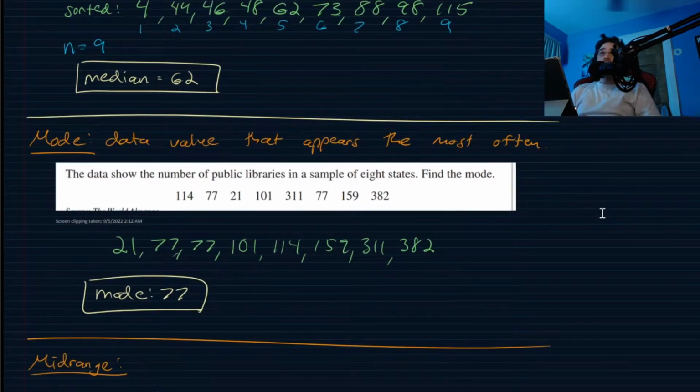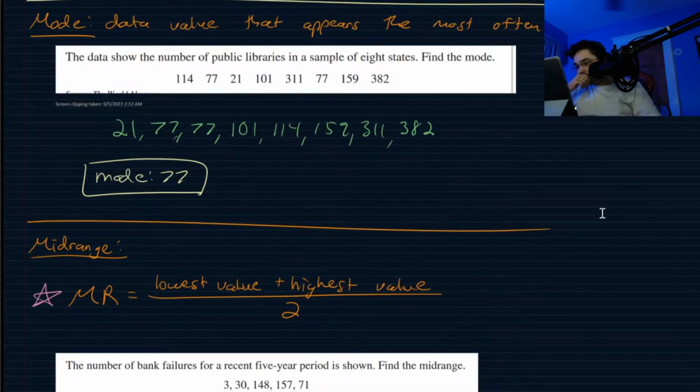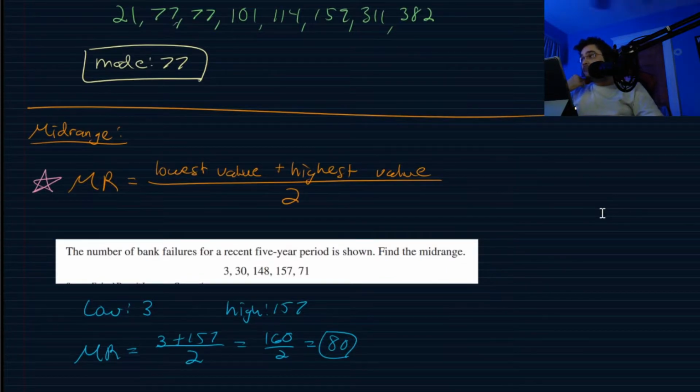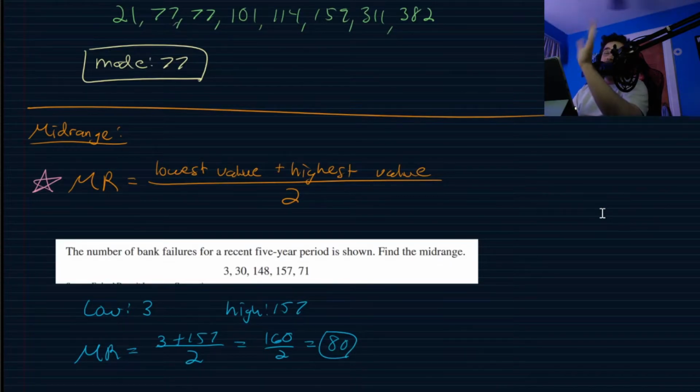The mode is the one that appears the most often. There can be more than one mode if they appear the same number of times. And then the mid-range is the lowest value plus the highest value divided by 2. That's the mid-range.